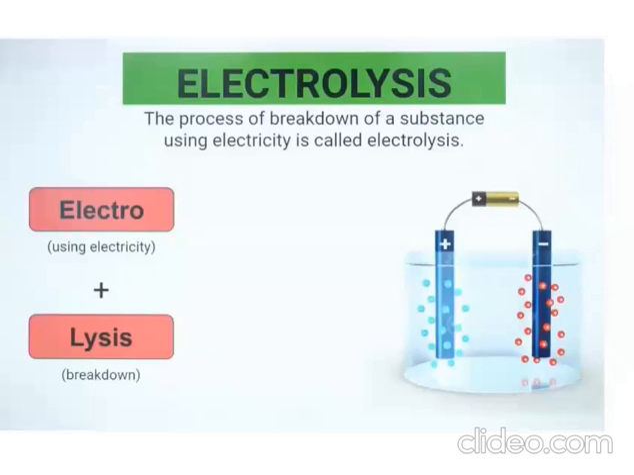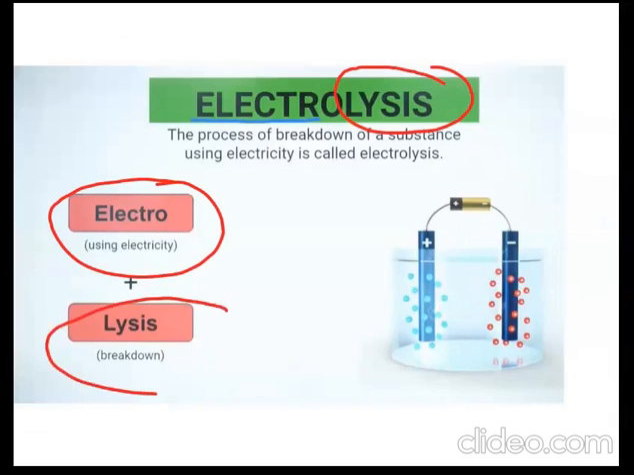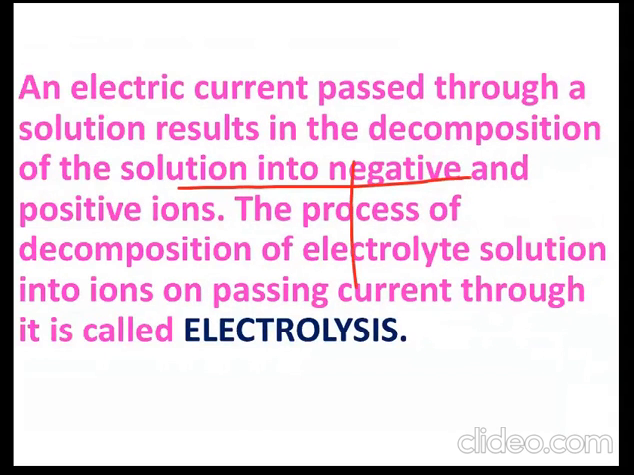Now children, the next very important topic is electrolysis, right? The word electrolysis can be broken into two parts. First is electro and the other word is lysis. So electro is electricity, meaning you are using electricity, and lysis is breakdown, meaning you are breaking the substance using electricity. So this is the definition of your electrolysis. You can go with this. The process of breakdown of a substance using electricity is called electrolysis. Okay, so this is your electrolysis.